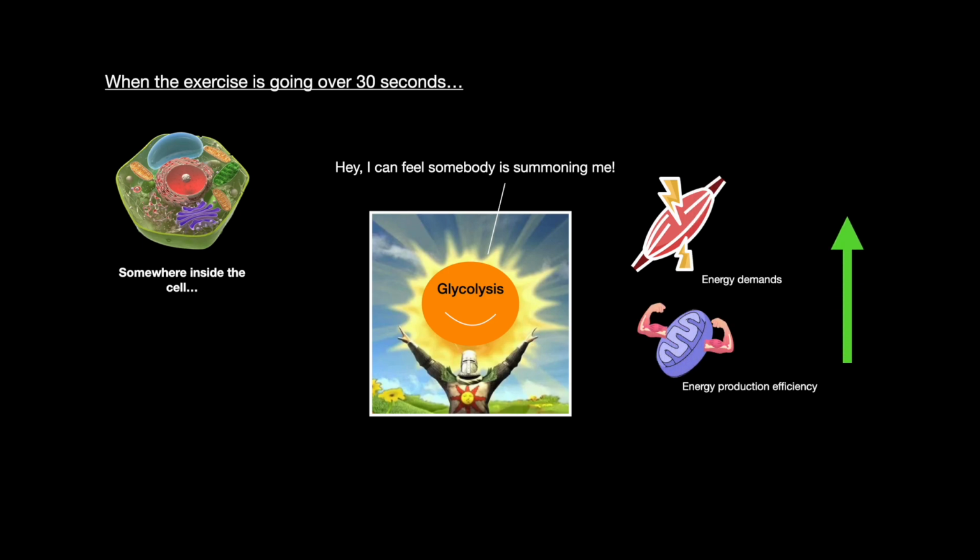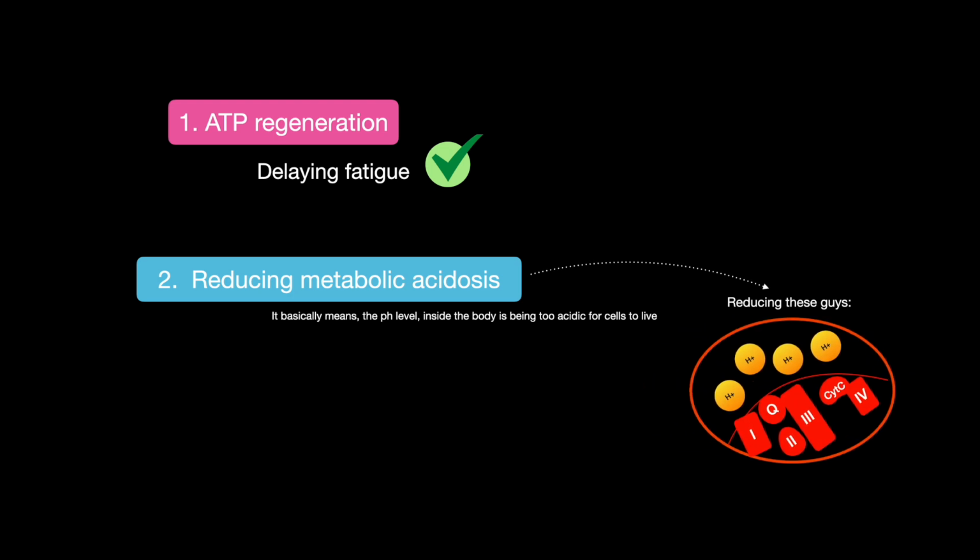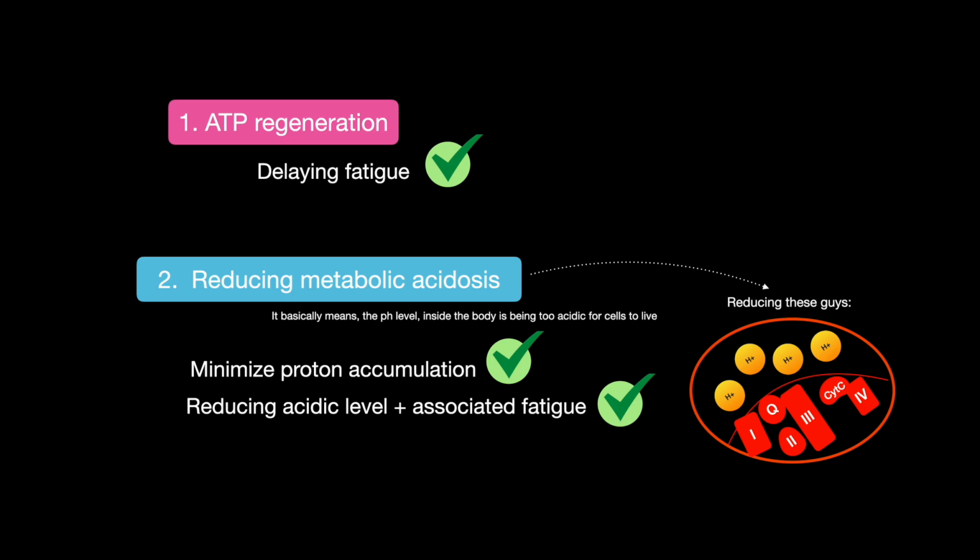So basically, your heart rate rises relative to your energy demands, and increasing the duration of a movement will definitely improve the energy production efficiency inside the muscle cells over time. These changes enhance two things. 1. ATP regeneration. Faster ATP production during glycolysis can sustain muscle contraction during high-intensity exercise, delaying fatigue. 2. Reducing metabolic acidosis. Efficient glycolysis can minimize proton accumulation, reducing the development of metabolic acidosis and associated fatigue.